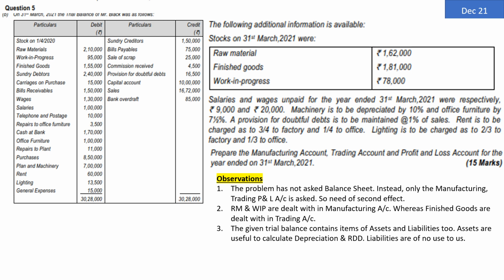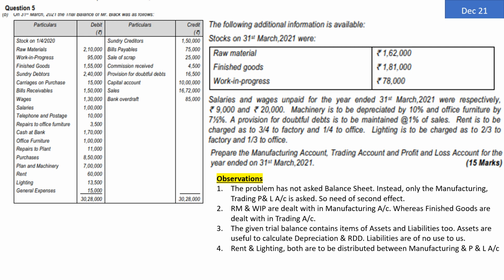The given trial balance contains items of assets and liabilities too. For example, here you can see there is office furniture and then somewhere sundry debtors, etc. Similarly, on the liability side, you are having bills payable and you are having sundry creditors. So the trial balance is giving you assets and liabilities too. Assets are useful to calculate depreciation and RDD. Liabilities are of no use to us because the problem has not asked us to prepare the balance sheet.